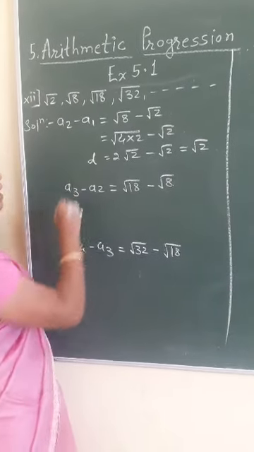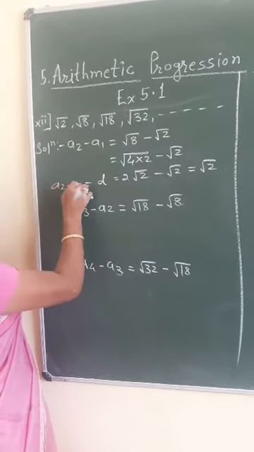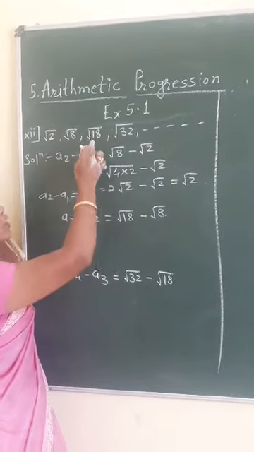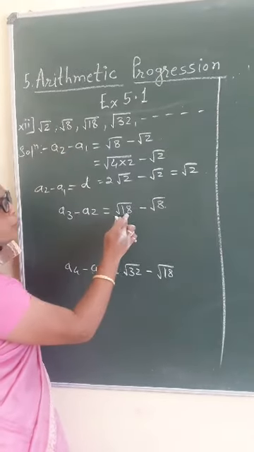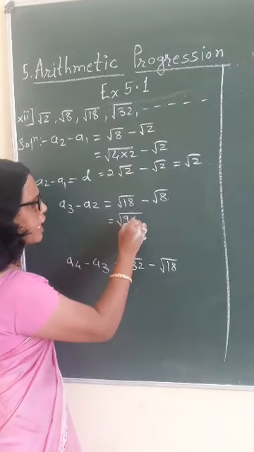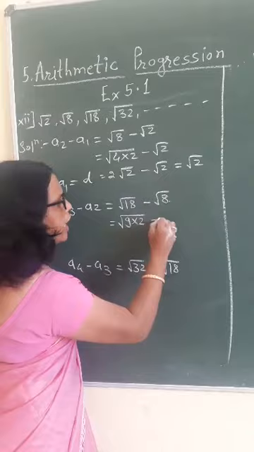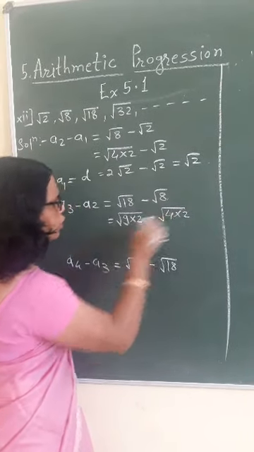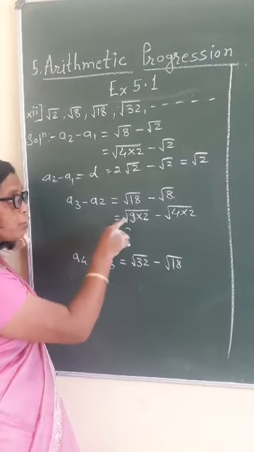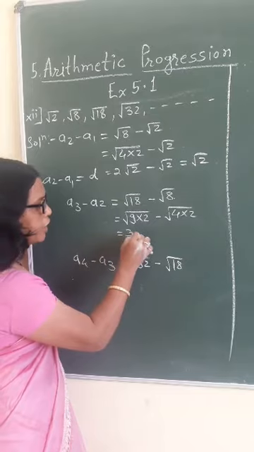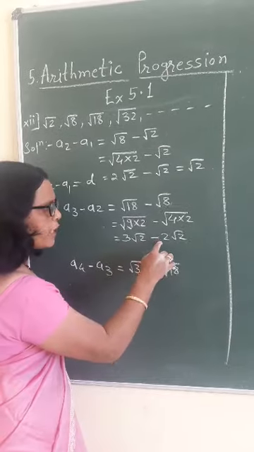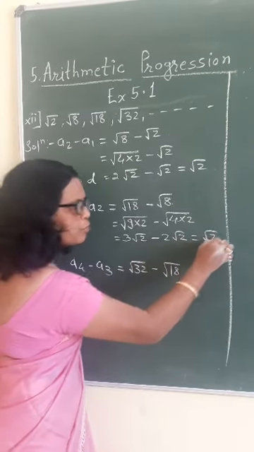Means here we got d, that is A2 minus A1 value is root 2. Now A3 minus A2. So what is the third term? Root 18. Root 18 minus root 8. Always keep in mind, root 18 can be written as 9 into 2, 9 times 2 is 18, and root 8 can be written as 4 into 2. So 9 we will take out common. We will take out square root of 9 is 3. That's why we will write 3 root 2 minus square root of 4 is 2 root 2. And 3 root 2 minus 2 root 2 is nothing but again root 2.